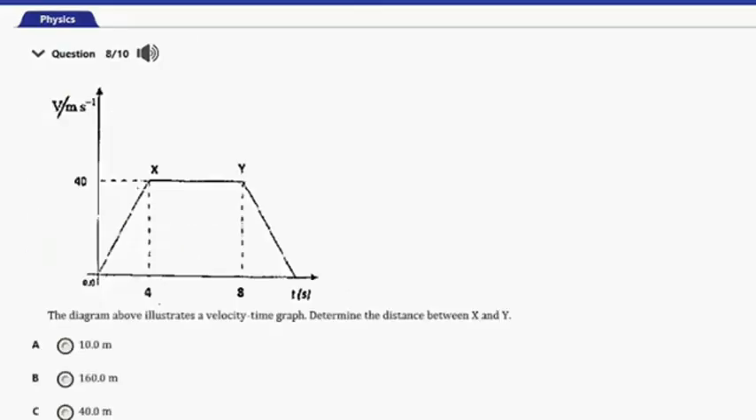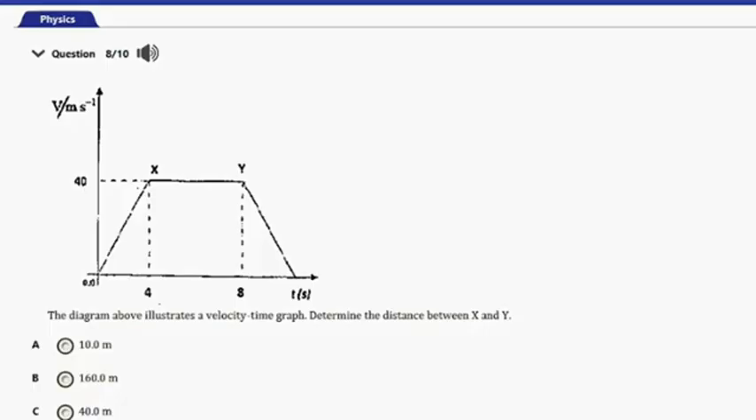So the next question we have here is question number 8. It says, the diagram above illustrates a velocity time graph. Determine the distance between x and y. Alright, so guys, the distance between x and y here, for us to determine, you know that the distance will be the area under a velocity time graph.